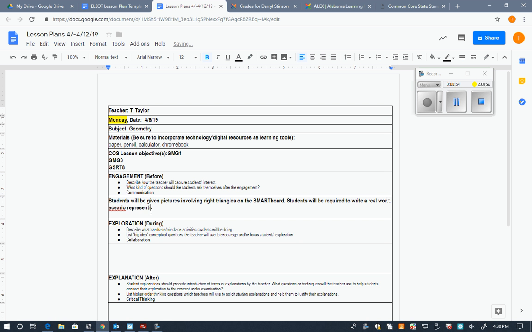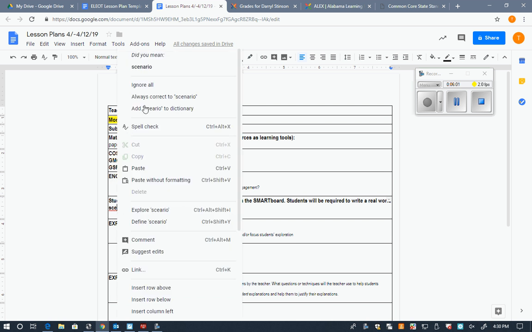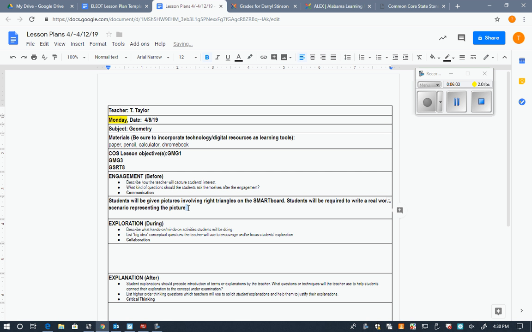Representing the picture. That means this time we are giving them a picture and they are writing the word problem for it. After they get done with that, then students will solve their problem and give the answer. However, not just the answer, but we want correct units. So, we want them being involved.